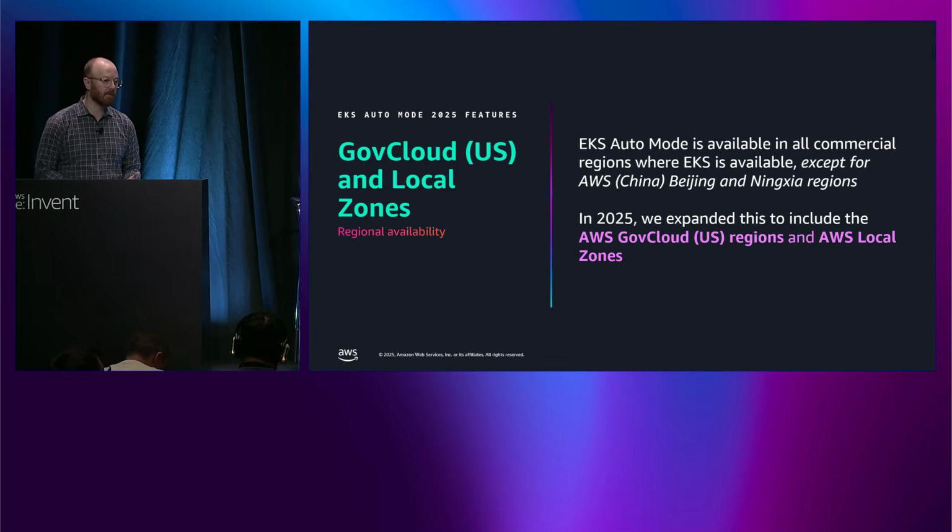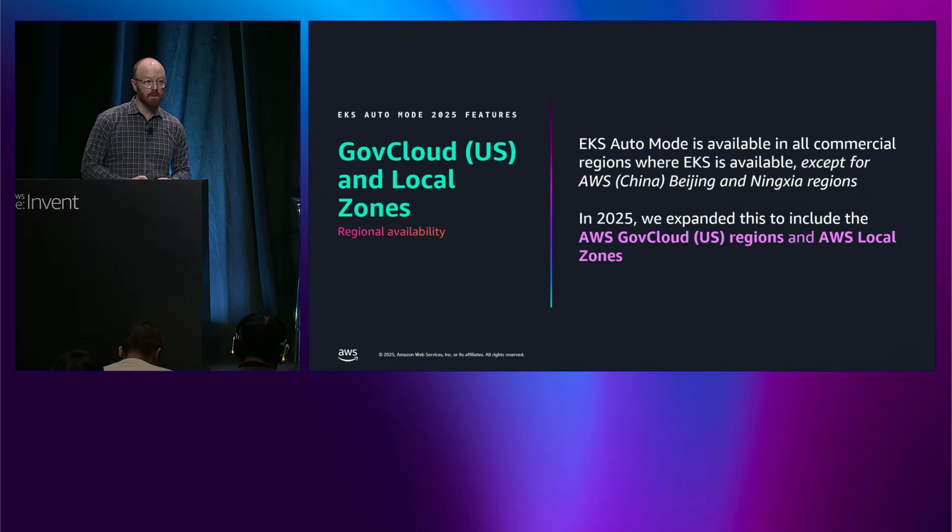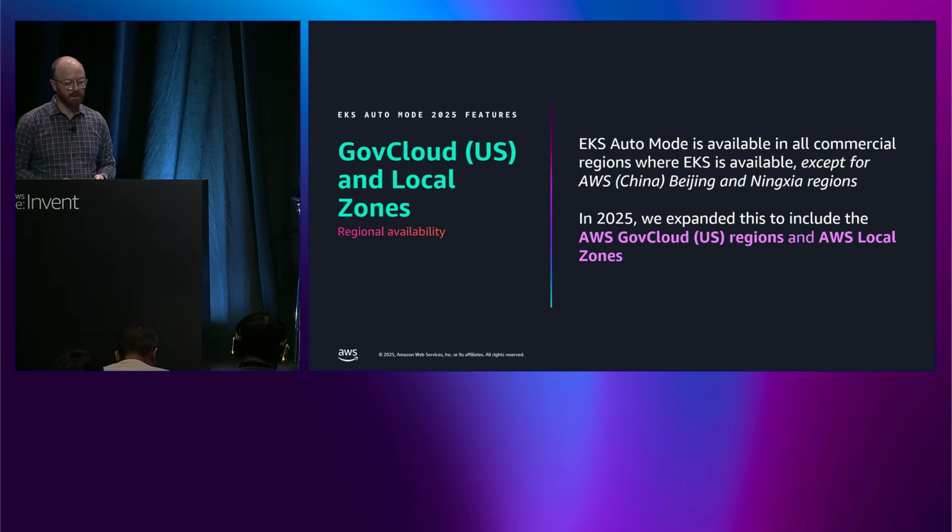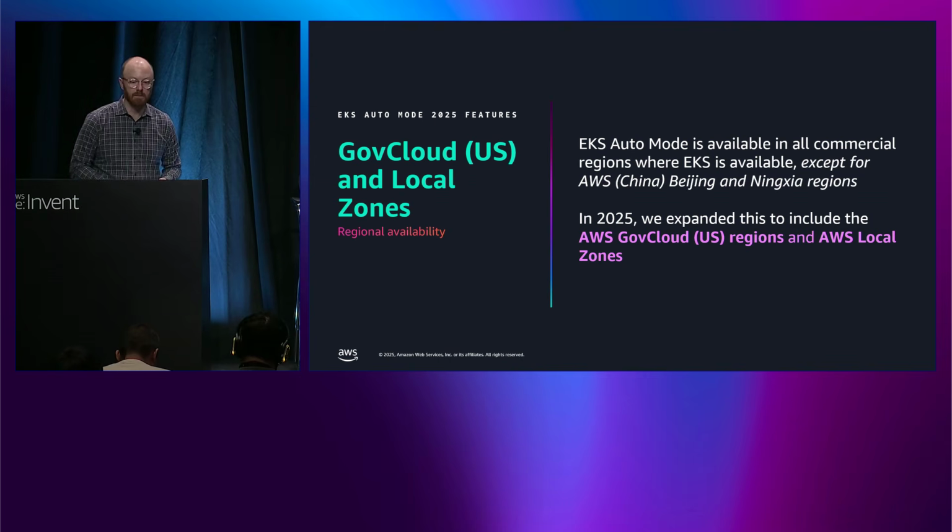It's a natural fit for Auto Mode's high operational and security bar. Additionally, this year, we've brought Auto Mode to AWS Local Zones, allowing you to place Kubernetes applications closer to your end users or on-premise systems, reducing latency while maintaining the operational simplicity that Auto Mode provides. This has been particularly valuable for customers running latency-sensitive applications like real-time analytics or perhaps games.